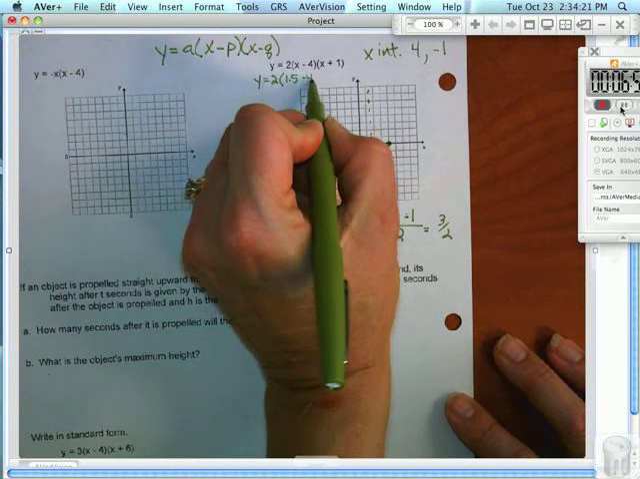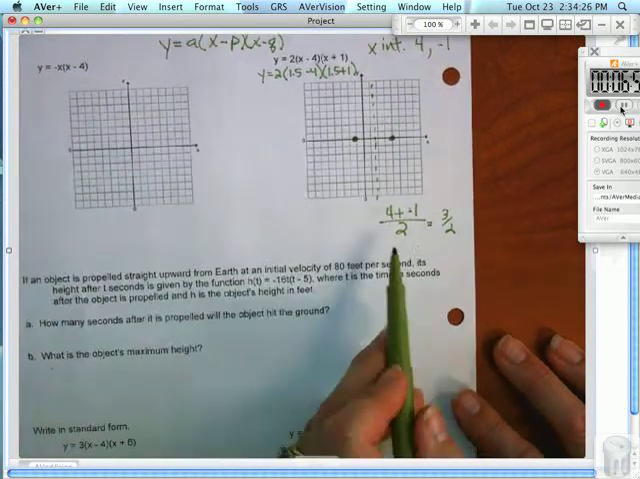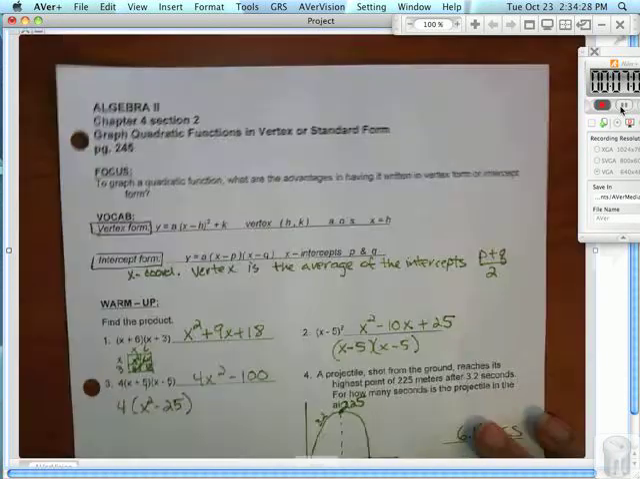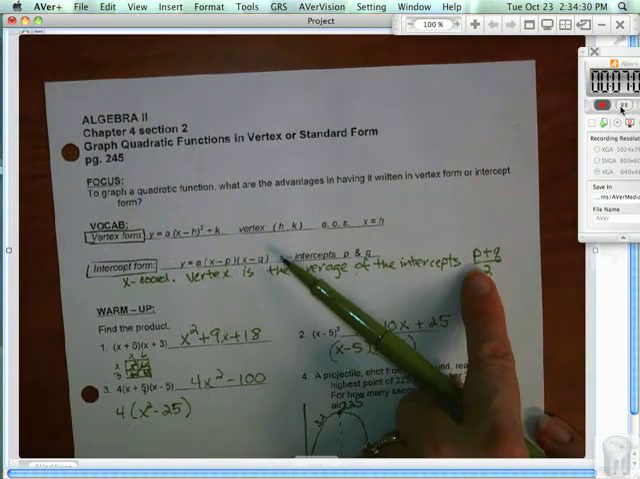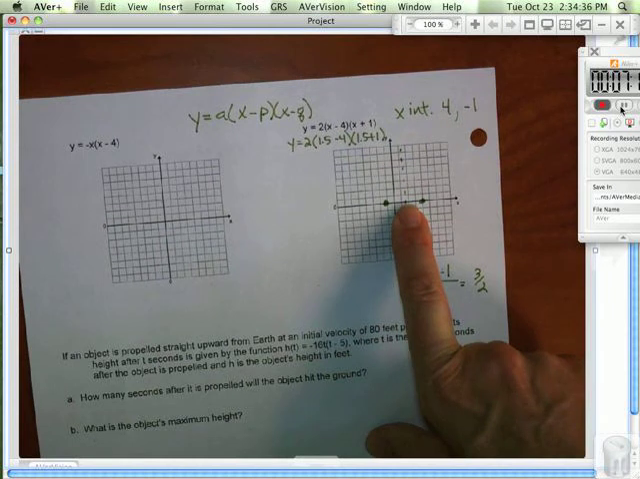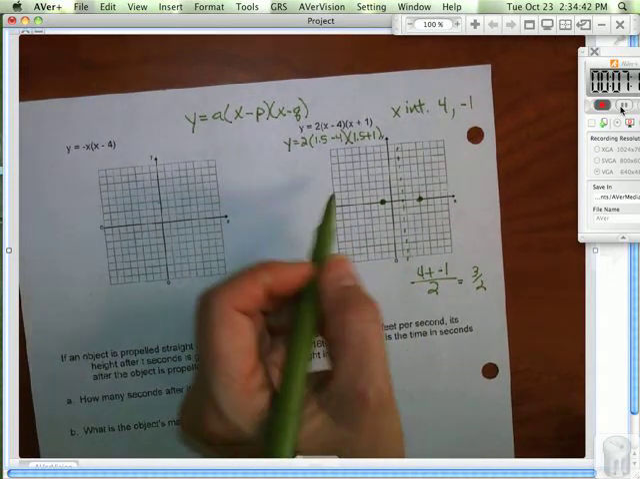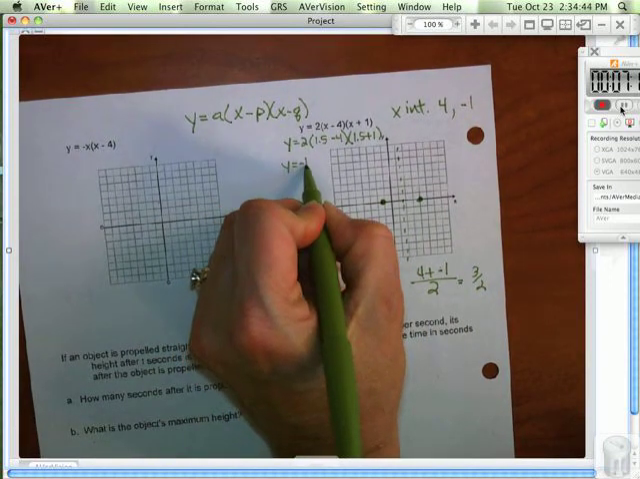Where'd you get the 1.5? It's 3 halves. Because to find the x-coordinate of the vertex, you take the average of the intercepts. Like you said, you're finding the halfway point. So you add these together and cut them in half. That's the x-coordinate of the vertex. Then you plug it into here. And y equals negative 12.5.